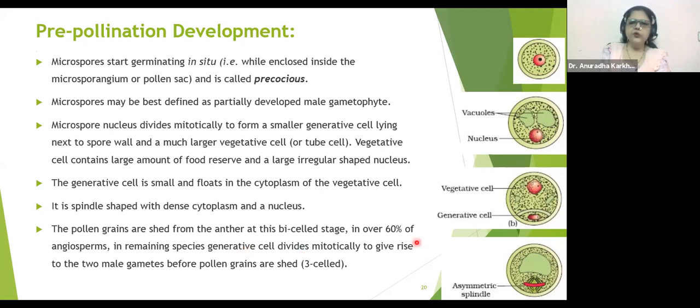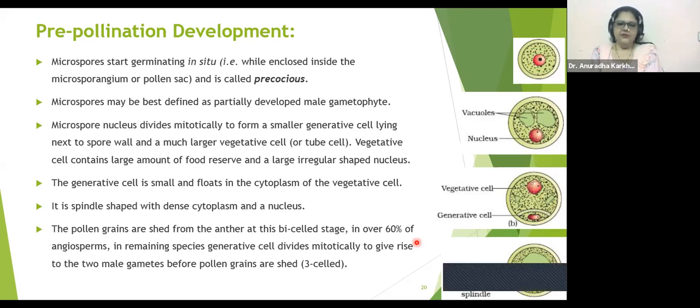Spindle shape कैसे होता है, किसी को पता है? Is generative cell more nucleus as compared to the vegetative cell? No. Okay. Pointed at the ends. Yes. Spindle is going to be tapering at both the ends and bulged at the center. That's called as spindle. I'll tell you exactly.